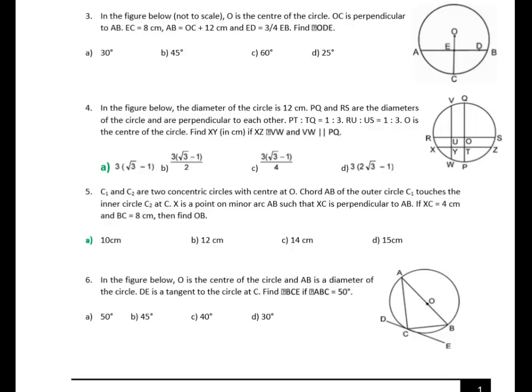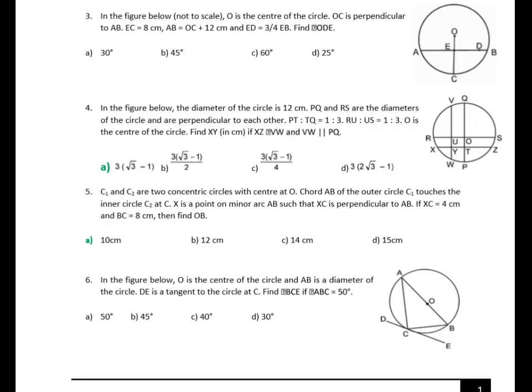EC is given as 8 centimeters. AB is equal to OC plus 12 centimeters. AB is a chord, so the chord is OC plus 12 centimeters. OC is the radius, so it is radius plus 12 centimeters. D is a point on chord AB and ED is equal to 3/4 of EB. Find angle ODE.